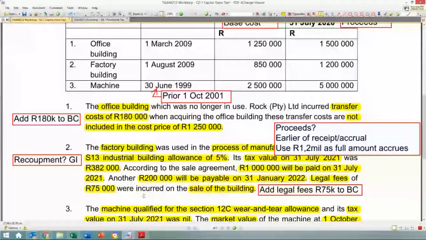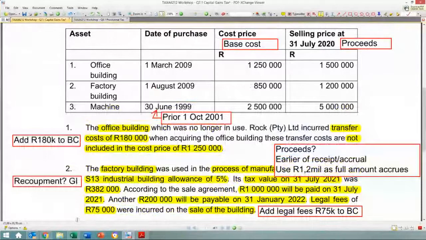Okay, so the first item we're going to look at is our office buildings. Now, what we have to do is work out whether there's any recoupment, but because of when this office building was purchased, there wouldn't be any recoupment because there was no allowance at that stage. So when we do the office building, the first thing you would generally do is look at what is the cost of it, which was the 1.2, which was given to us.